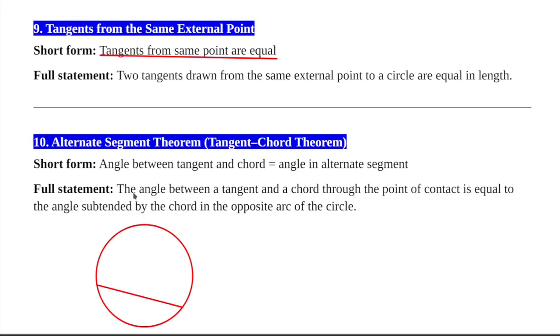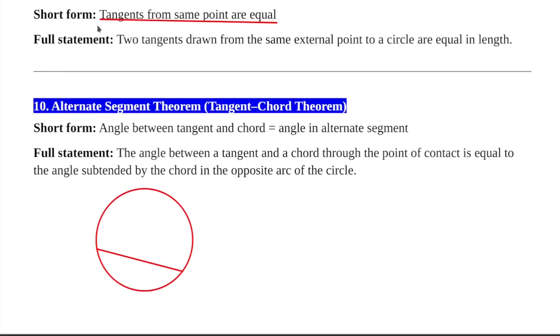Now let's read the full statement here. What does it say? The angle between a tangent and a chord. Let's try to draw a tangent here. That's a tangent and this is a chord. So this is the angle between the tangent and the chord. This one is equal to the angle subtended by the chord in the opposite arc. So this is it.